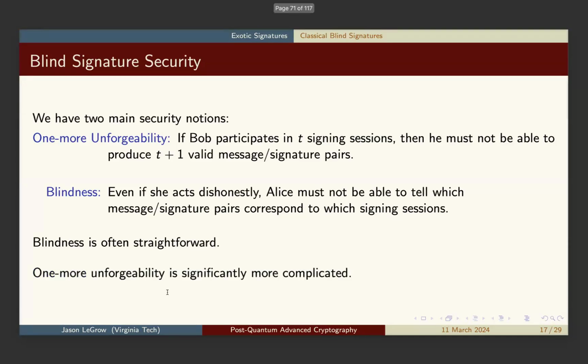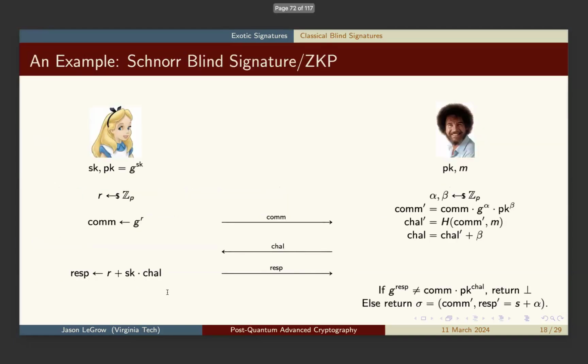And as I said, one-more unforgeability is significantly more complicated. It's very difficult. I don't really understand all the details of the proof myself. There's this new framework by Kastner, Loss, and Zhu, if that got transcribed correctly, you can look for those names. Those are the authors. Okay, so here is the Schnorr blind signature / zero knowledge proof.